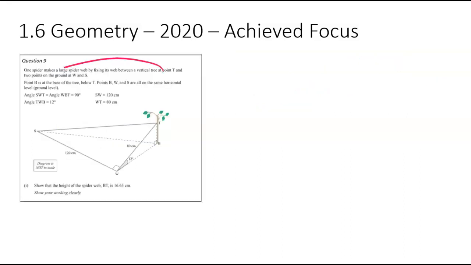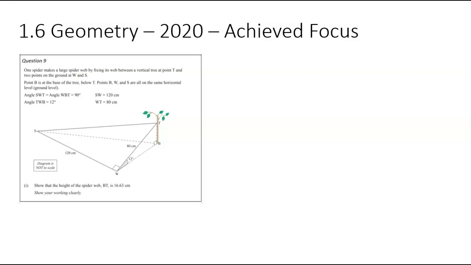Number 9, a lot of information to this one. So we've got a spider web that's fixed to a tree just over here, and down here we've got a whole lot of information. We've been told about a couple of right angles. We've been told that SW is 120. We've been told that WT is 80, and finally we've been told about that internal angle down the bottom there. So, a messy diagram, and this diagram was more useful in the subsequent questions, maybe the merit and excellence ones.